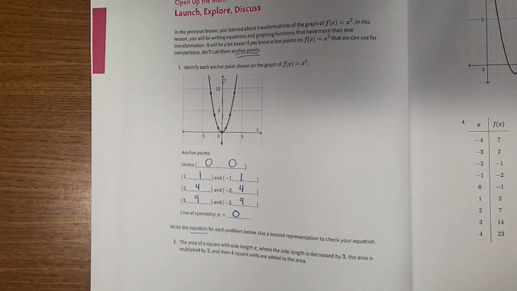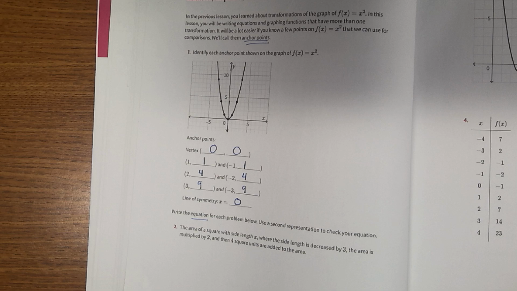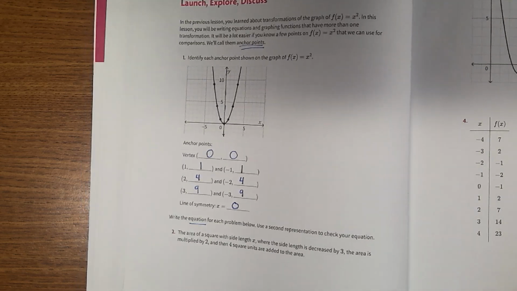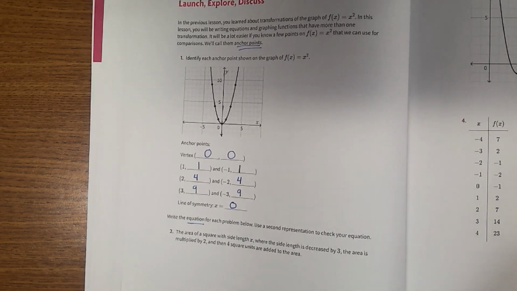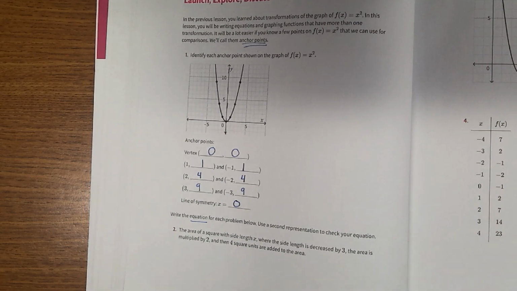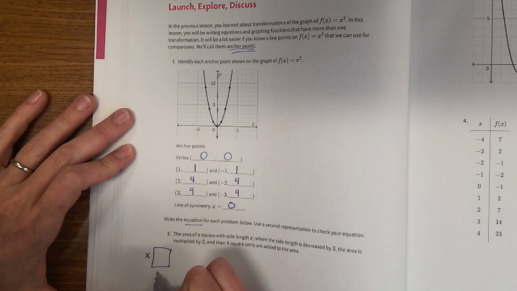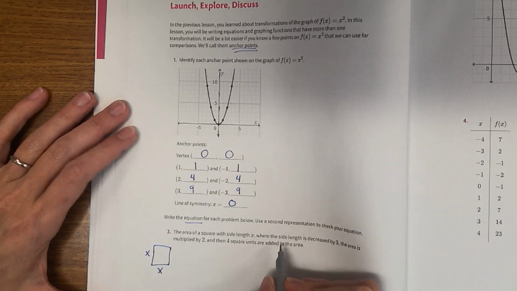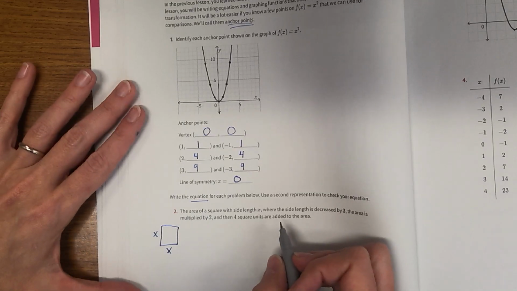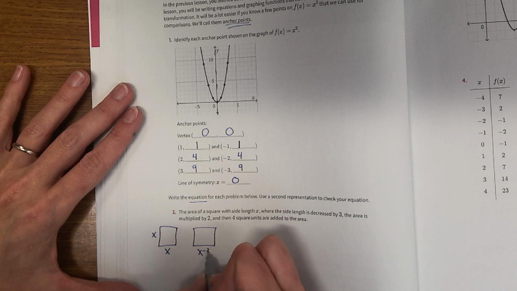So here's the situation. It definitely ties into what we looked at yesterday in terms of the idea of the area of a square. So let's take a look at this one and see what we think. The area of a square with side length x. Okay, so if we've got our side length x, that means this side is also x. But then the side length has been decreased by 3. Okay, so if the side length is decreased by 3, now I have x minus 3.